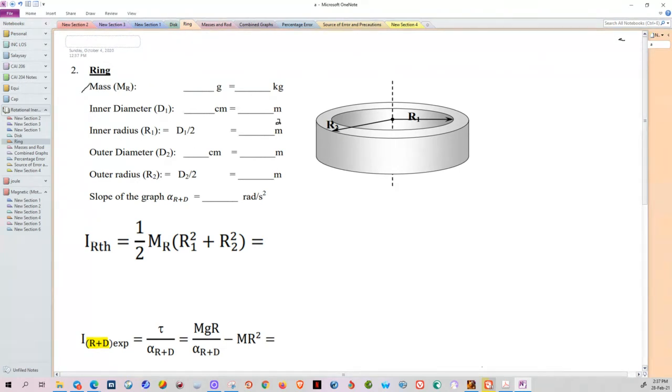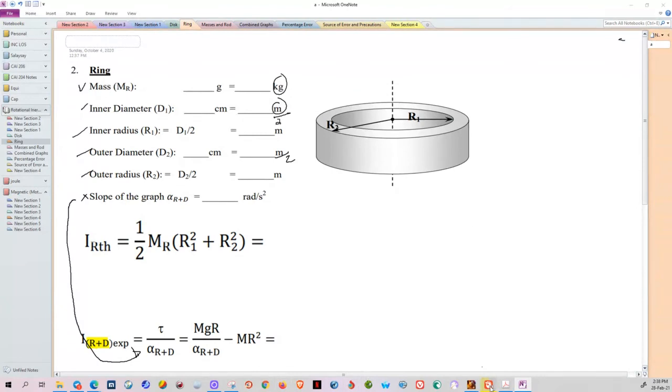Number 1, you will get the mass of the ring. You will get the inside diameter, change it to meter, mass must be in kilogram. Divide by 2, it becomes radius. You will get the outside diameter, change to meter, divide by 2, you will get outside radius. Again, the slope, you don't need it now, you need it for the experimental value. So first, I need you to calculate the inertia of the ring by theory.